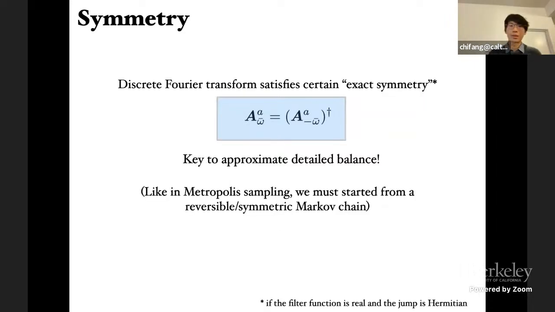One more nice thing about our construction is that this Fourier transform operator has a certain exact symmetry. This is more technical, but once you have this exact symmetry, it serves as a stepping stone towards detailed balance. To draw an analogy to the classical case, there you also need to start with something that's very nice, that's reversible or symmetric. And then you can do all kinds of ways to do rejection to get detailed balance. It's very similar here. In the quantum case, once you have this exact symmetry, things become very nice. And it will lead to detailed balance, which we'll talk about in the next slide.